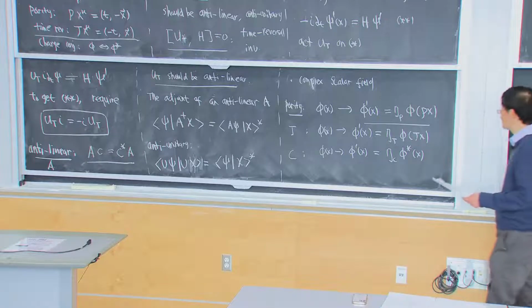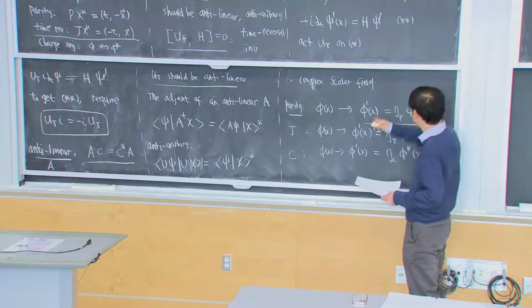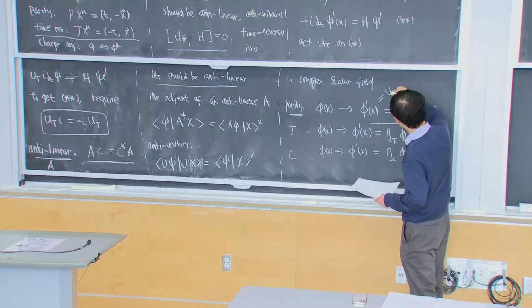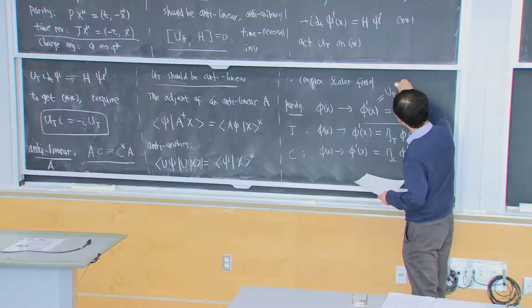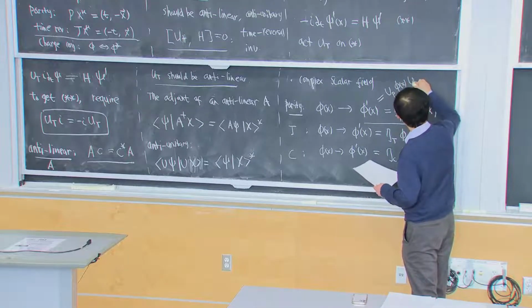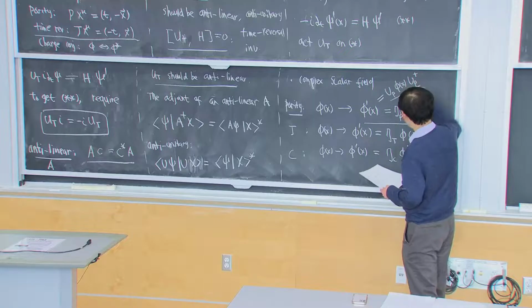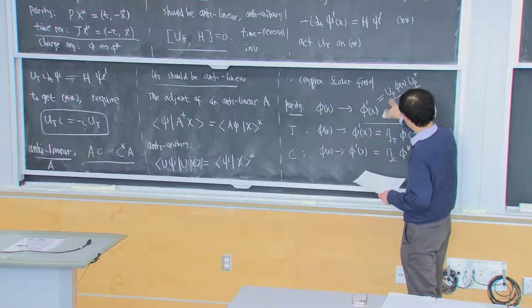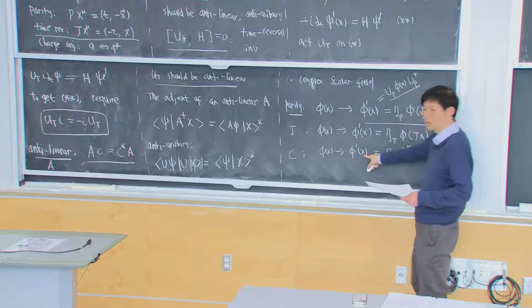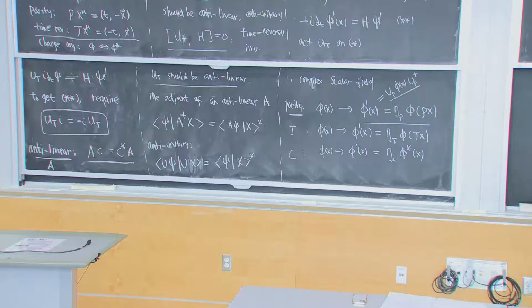So in each case, such a transformation should be generated by some unitary operator. For example, this should be generated by U_P phi(x) U_P dagger. And similarly for this one, we call it U_T and U_T dagger, and here U_C and U_C dagger. So at the quantum level, they should be generated by the action of some unitary operator.